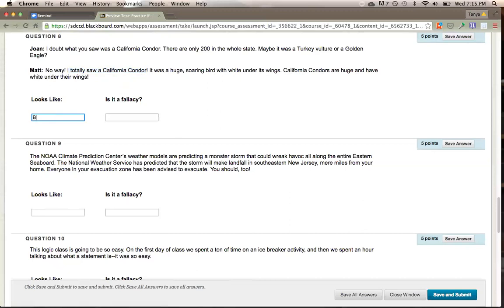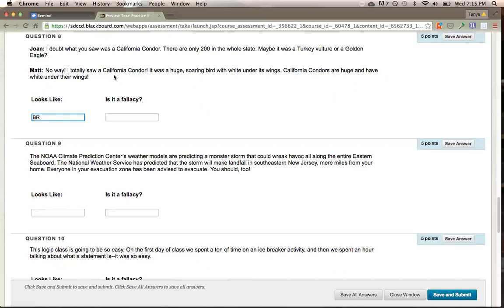This is reasoning that involves ignoring a base rate. So indeed, California condors do have these features, and assume he did see that. But what are the odds, given what he saw was this, that what he saw was a California condor?